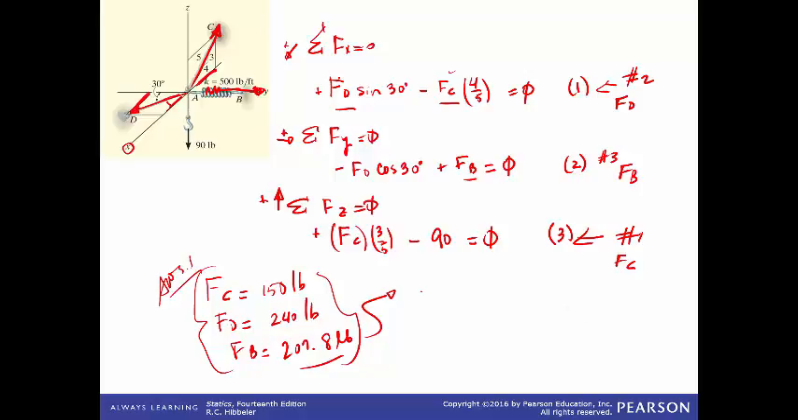And now you have to calculate the spring stretch. So remember that for the spring, F equals K times S, and the force of course is 207.8. The K was given as 500 pounds per foot, times the stretch, which is in feet, so that's what cancels. So the stretch equals 0.416 feet.